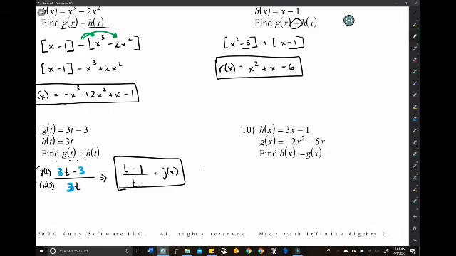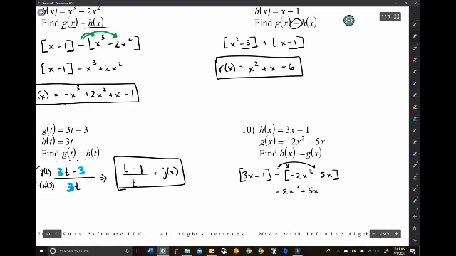Try it out on your own here. 3x minus 1 minus negative 2x squared minus 5x. Okay, being sure to distribute. And we'll call it p of x, 2x squared plus 8x and minus 1.